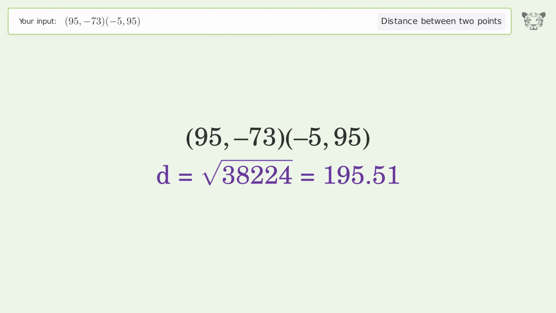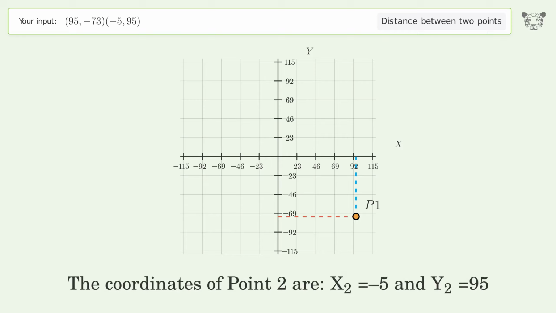The coordinates of point 1 are x1 equals 95 and y1 equals negative 73. The coordinates of point 2 are x2 equals negative 5 and y2 equals 95. D is the distance between the 2 points.